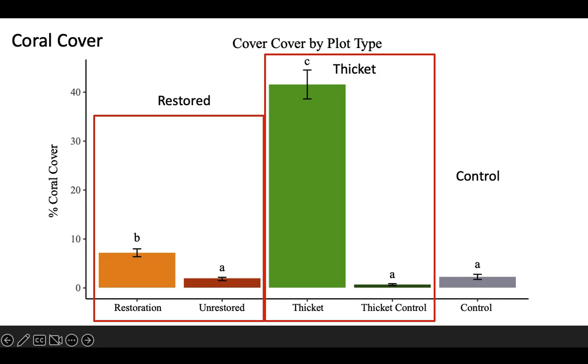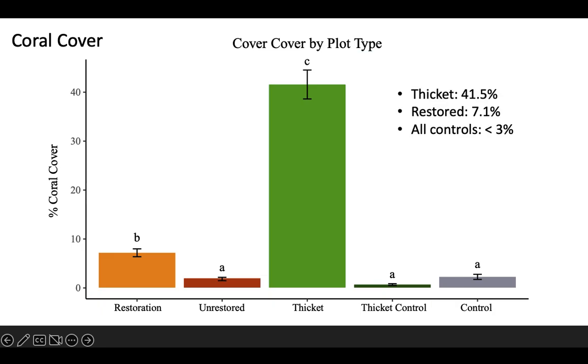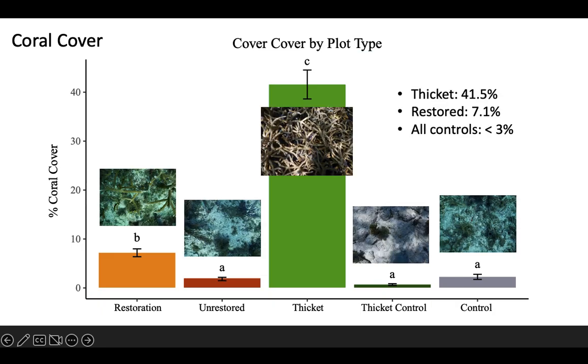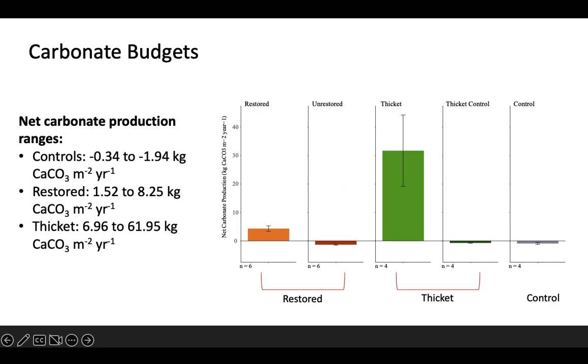As expected, we had the highest coral cover in the thicket sites, but we did see significantly higher coral cover in the restored than we saw in all 3 of the controls. And this is all coral, so there were some massives at the control sites, but I would say almost 100% of the coral cover in the thicket and restored is made up of staghorn coral. This is just a picture to show you an idea of what these different plots might look like. This is reflected when we look at the results from our carbonate budget surveys.